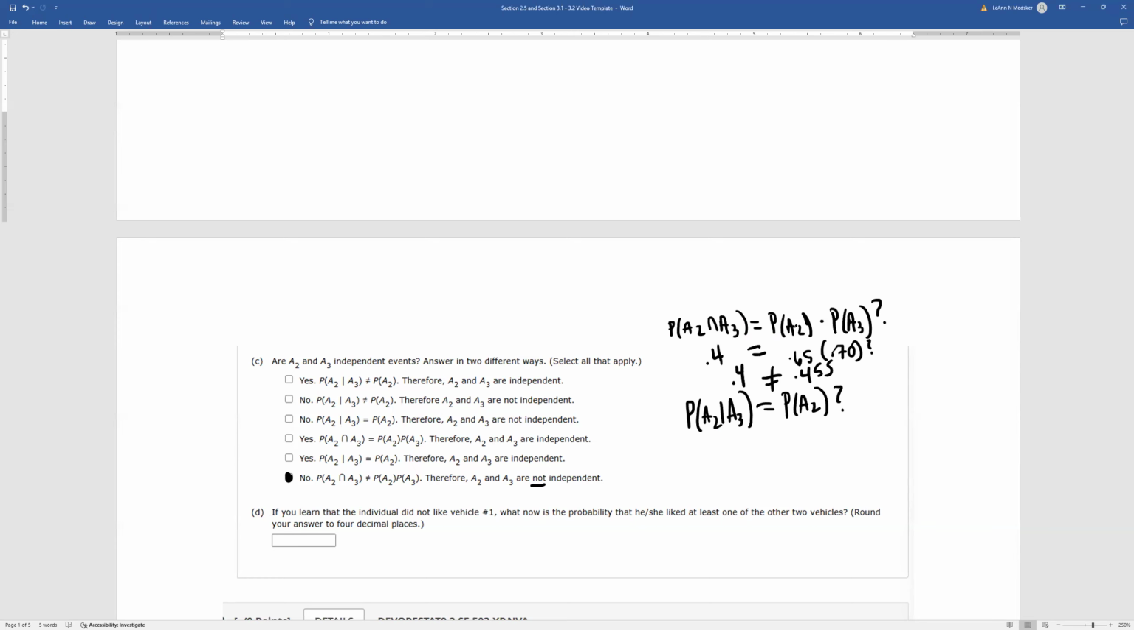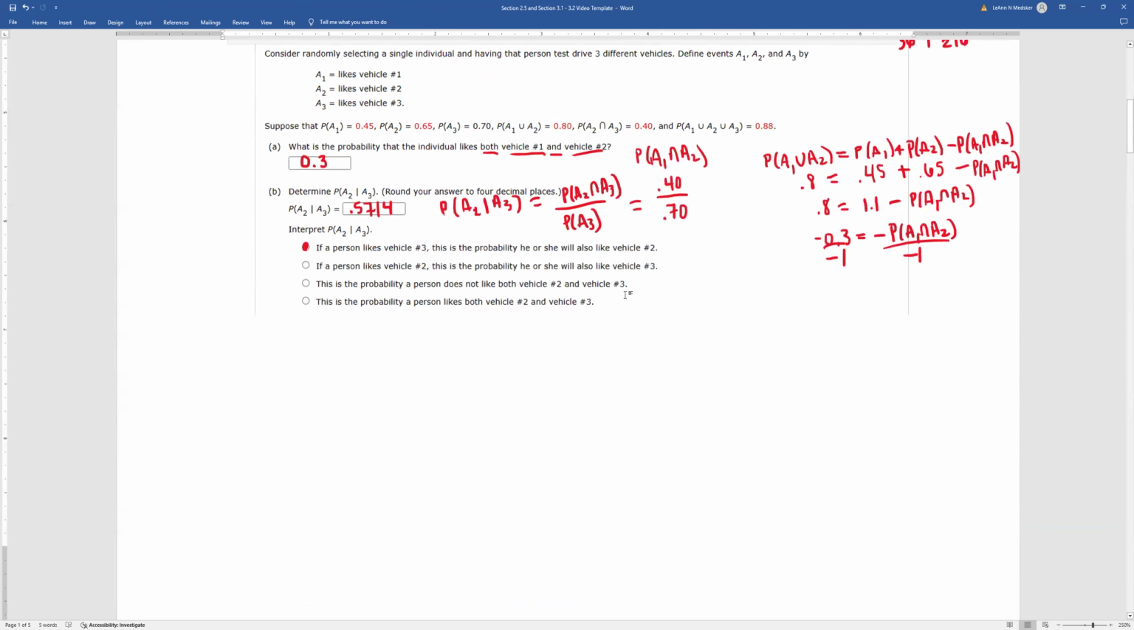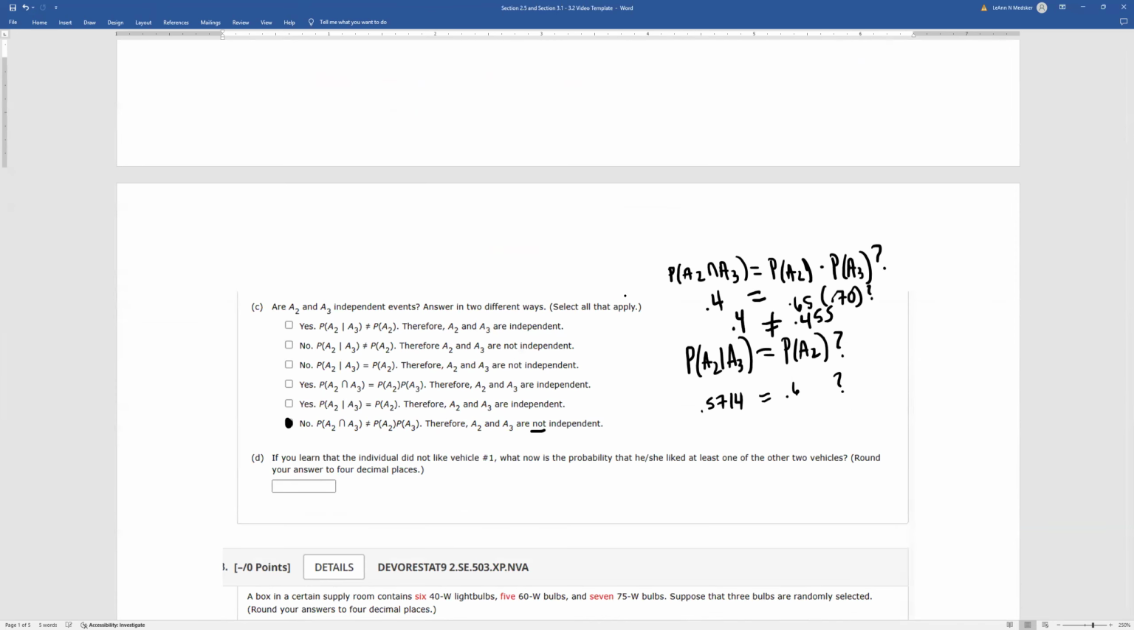So we already know they're not independent, but let's see what happens with this part. So A2 given A3, we just solved that, and that was 0.5714 roughly, because we did that earlier. And we're questioning, does that equal the probability of A2, which was 0.65. So no, those are not equal either. So again, we can look right here and they have it as A2 given A3 is not equal to P of A2. And notice they have this version where they have that listed up here, but they're saying it is independent. But because it failed that equation, it's not independent. That's what we're looking for.